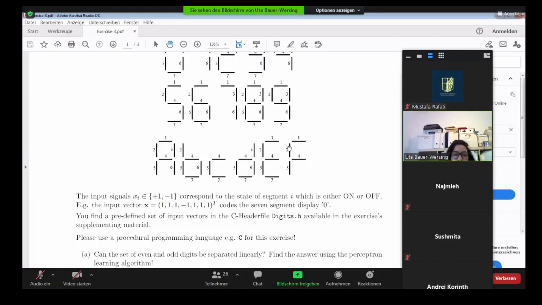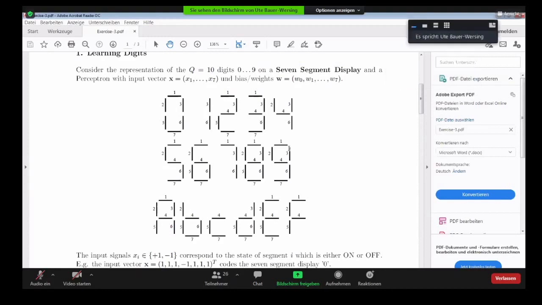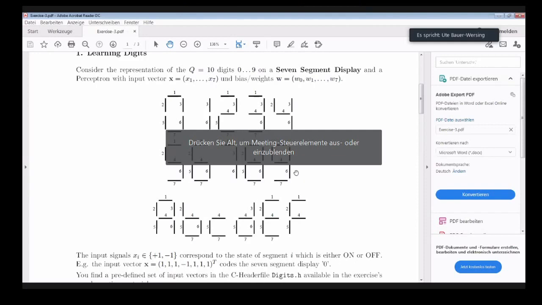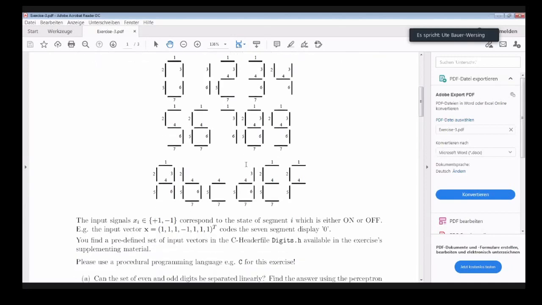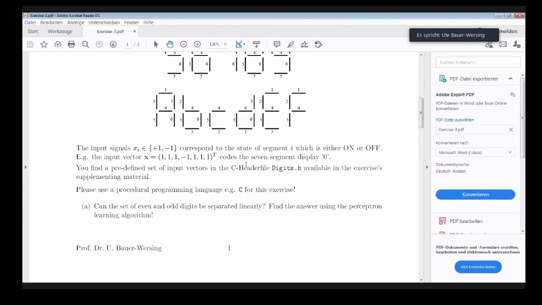Learning digits problem. Our training data are the coding of digits, first of all digits 0 to 9, using this 7-segment display. We talked about it already several times. I gave you some introductory remarks on how to deal with the problem. You received a header file which has the encoding of the different digits. And so the first question was, can the set of even and odd digits be separated linearly?